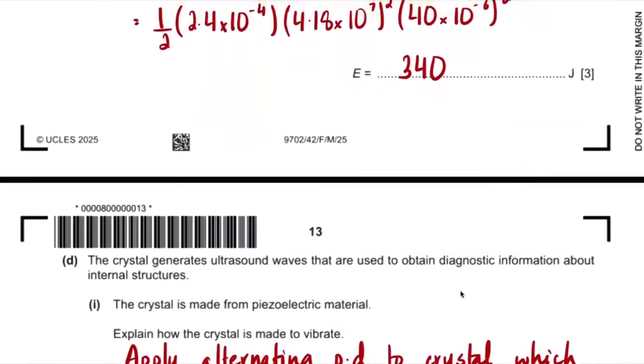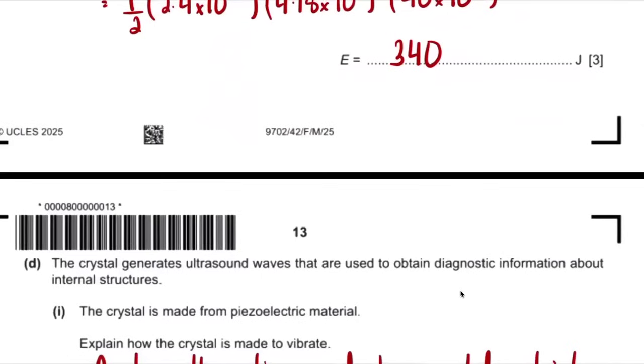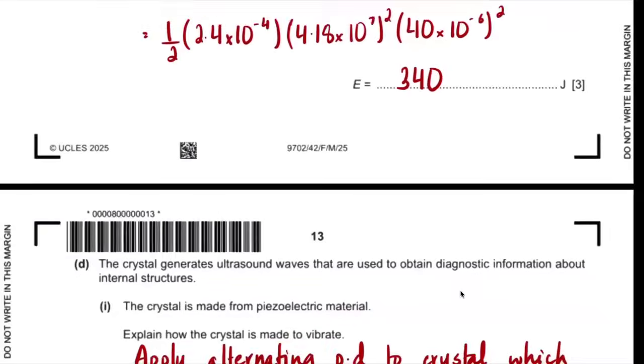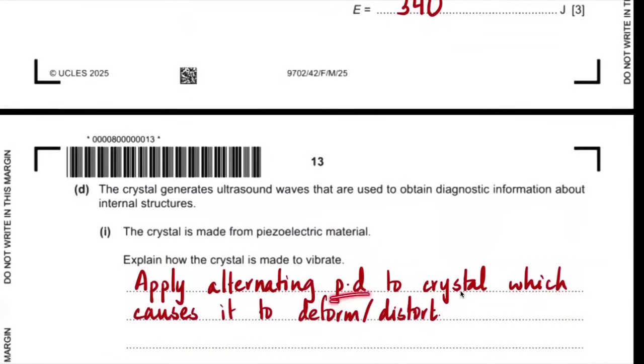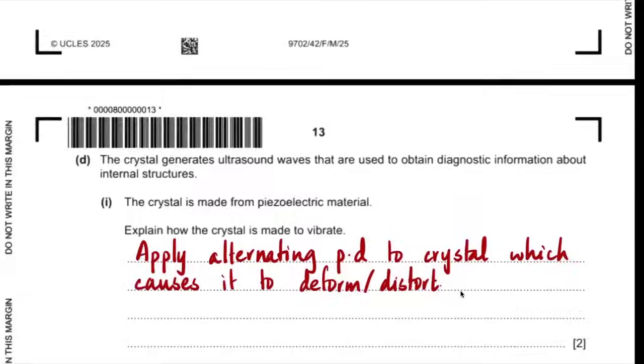The crystal generates ultrasound waves that are used to obtain diagnostic information about internal structures. Crystal is made from piezoelectric material. Explain how the crystal is made to vibrate. So this is talking about the production of ultrasound. So what we do is we apply an alternating PD. This causes the crystal to deform, and when it does deform, it sends out these waves, the frequencies of which lie in the ultrasound range.